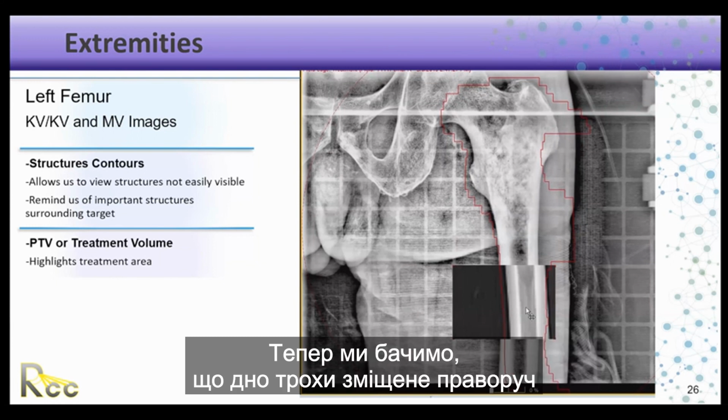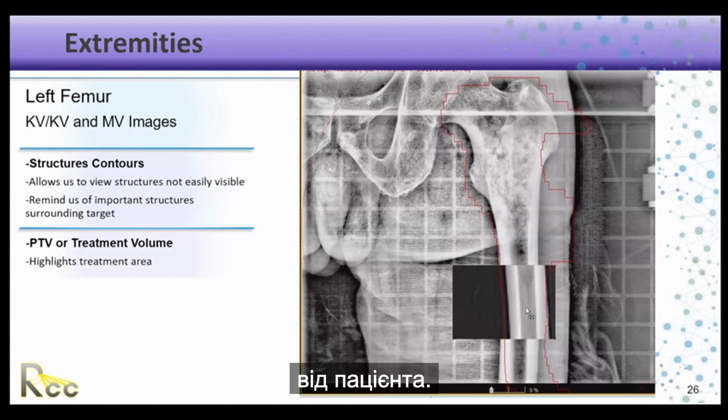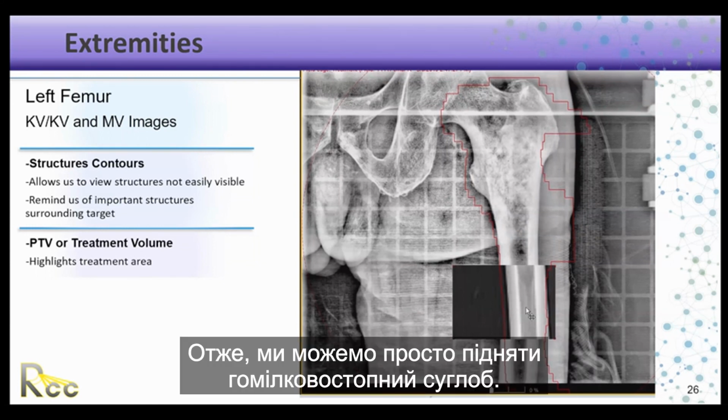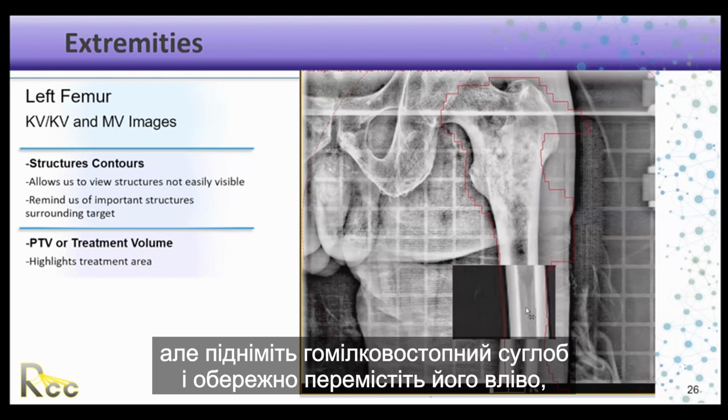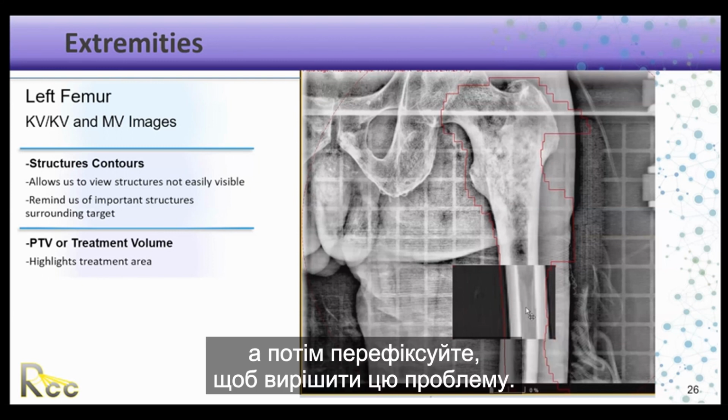Now the bottom we can see is off to the patient's right a little bit. So what we can do is simply lift the ankle, and hopefully they're not in a vac lock, which will make this easier, but lift the ankle and move it gently over to the left and then refilm to address that.